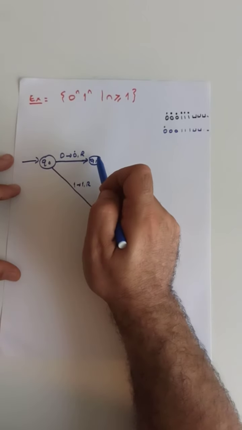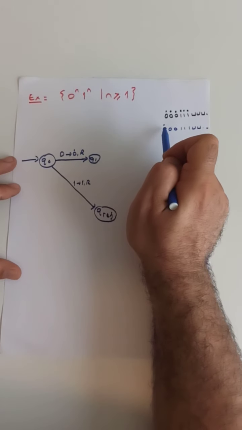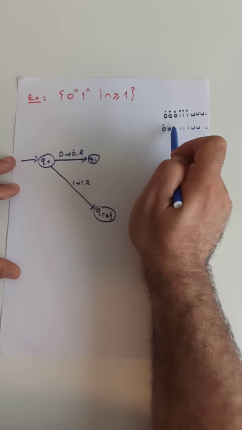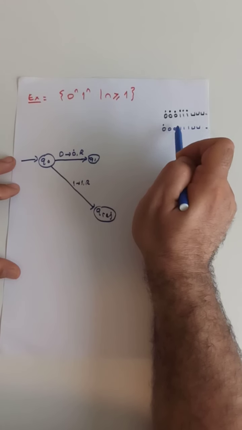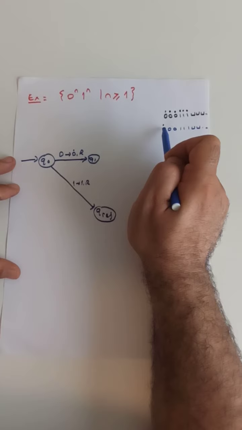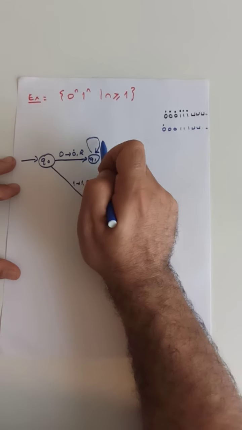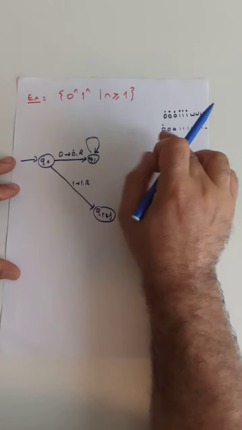Okay. Now, let's get back to q1. We have marked our first 0 with a 0 dot. Now we should skip all the zeros that we see further to the right until we find our unmarked 1 that we will mark corresponding to this 0. So we can make a loop here on q1 if we keep on seeing zeros, to be able to skip all the zeros that we see.